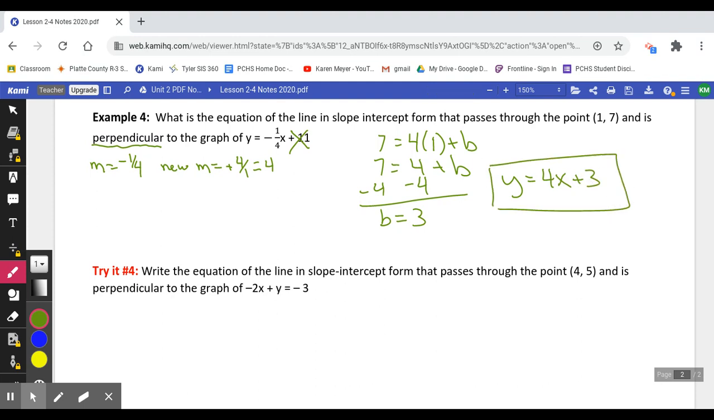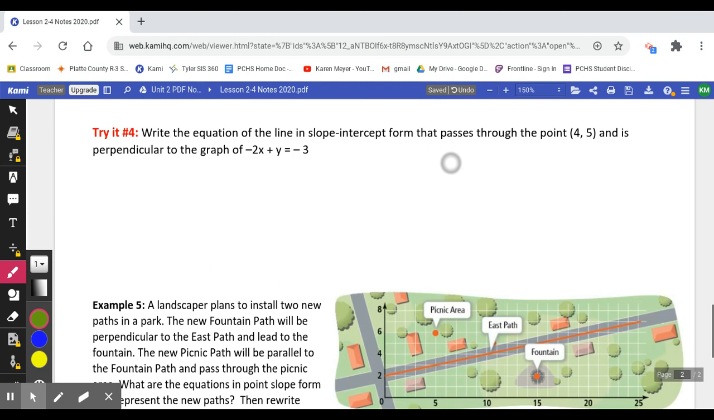And plus 3 must be my favorite number because that just happened to work out several times here. It will not always be plus 3, so please don't think that. That's just a weird coincidence. Please pause the video and try the next one by yourself.